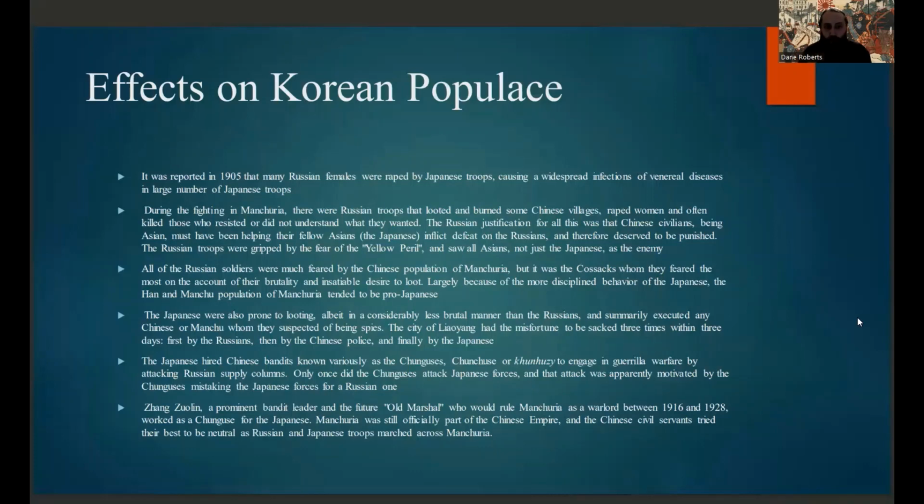Zhou-lin, who was the future old marshal who would rule Manchuria as a warlord between 1916 and 1928 CE. And he worked as one of these bandit mercenaries for the Japanese. Manchuria was still officially part of the Chinese Empire, and the Chinese civil servants tried their best to be neutral as Russian and Japanese troops marched across Manchuria.